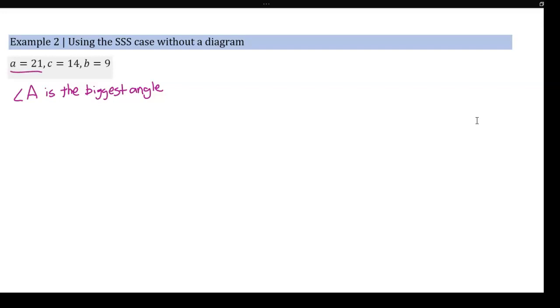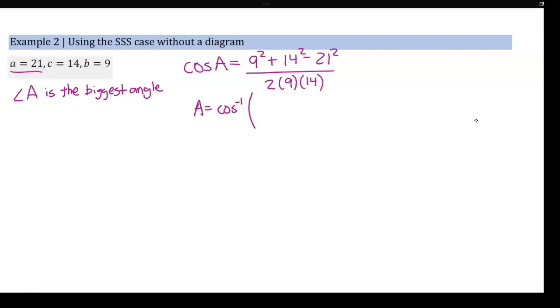So we're going to set up our formula. The cosine of angle A is going to equal B squared plus C squared minus A squared, which is minus 21 squared, and we're going to divide by 2 times 9 times 14. So A is going to equal cosine inverse of this value.